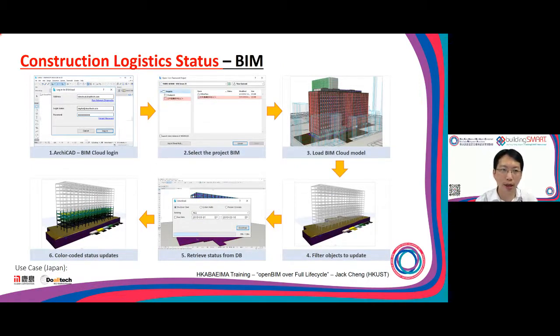You can see that they try to develop a plugin by themselves, and they require a login on top of ArchiCAD. And once they log in, they will be able to get the project information. Then they can load the BIM model and also the corresponding material information. And they can also do filtering and different coloring. So something like this. With that, we can evaluate the performance of construction. And this will be very helpful for us to know potential problems ahead of time.